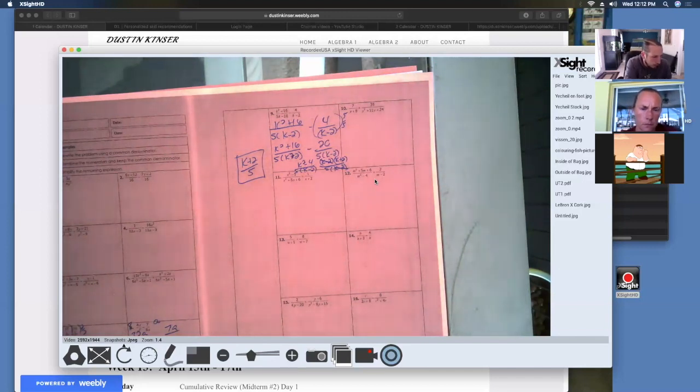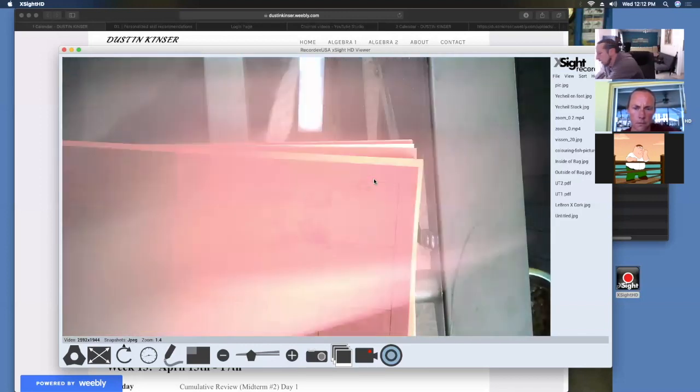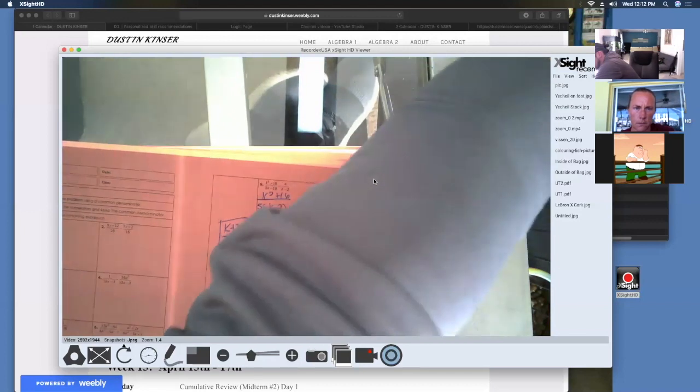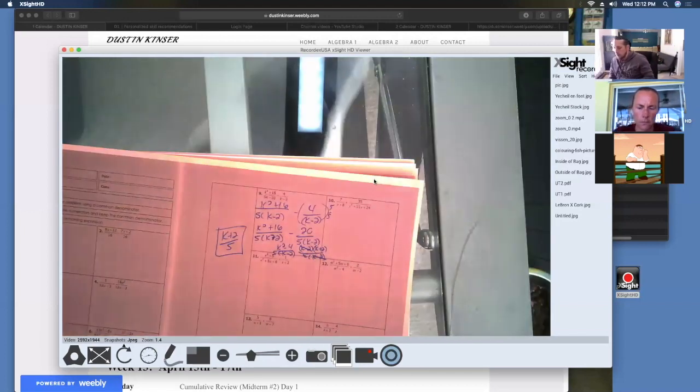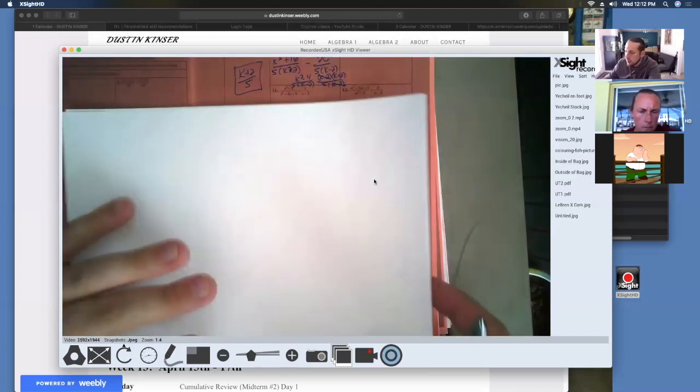Then what about number 10? Number 10. Let's see if I've got other paper. Oh, I see what I have to do. Factor it all. Factor the bottom right over here.